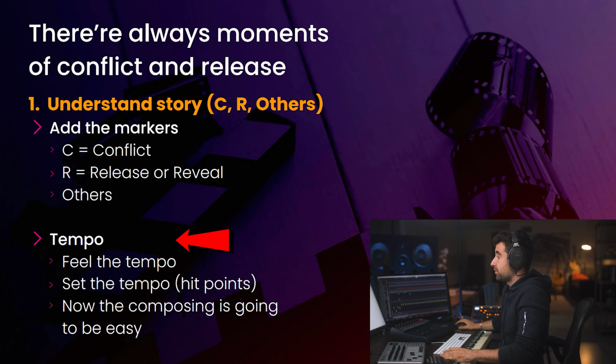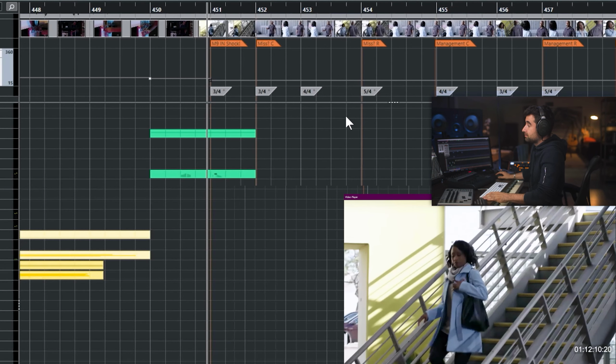So the first thing that we're going to do is we're gonna feel the tempo. Here, feel the tempo. So basically, just remember the scene and feel what would be the tempo, right? And to me, this is the tempo, more or less. Okay, cool. And then just set the tempo, you know, around 70 or something like this. And this is how it feels.